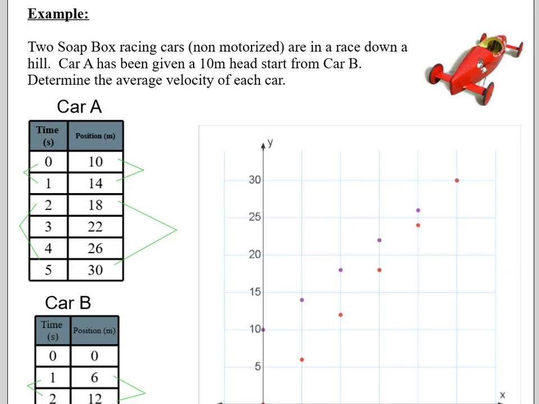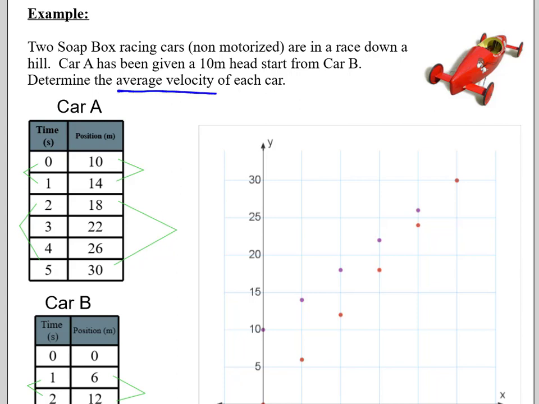But we'll try one here just on paper or on the screen, and then we'll see if we have time to insert a video or do a live demonstration of some of this. So we have two soapbox racing cars. They're non-motorized cars. They're normally perched on a hill and then they're released. They're in a race down a hill. However, car A has been given a 10-meter head start from car B. Determine the average velocity of each car.